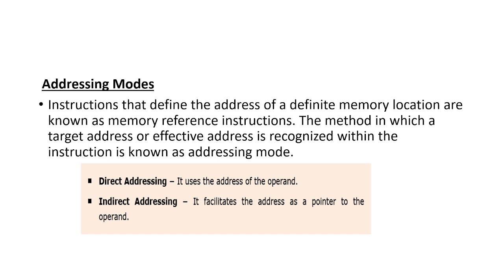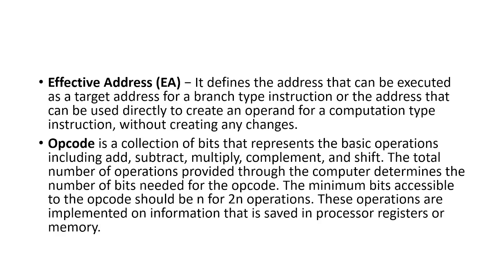So now we are going to see about the addressing mode. The addressing mode is nothing but it defines the address of the memory locations. It is the method in which the target address or effective address is recognized within the instruction. Here we have the direct addressing mode as well as the indirect addressing mode. In direct addressing mode, we can store the address of the specified operand directly. But in case of indirect addressing mode, it facilitates the pointer of the address of the operand. It represents the address of the operand in terms of the pointer. So this is the indirect addressing mode.